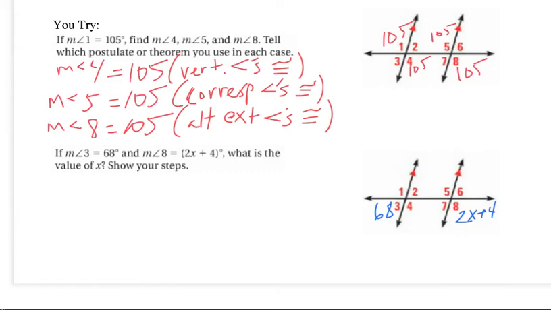angle 7 over here. That's probably the easiest thing to do, is find the ones that are congruent, because then with our angle 7 and angle 8 over here, so 68 and 2x plus 4, we know that those are supplementary. So when you add your like terms together and solve for x, you get x equals 54.